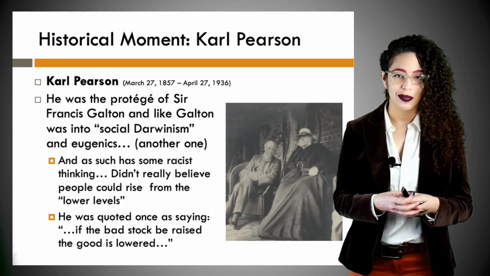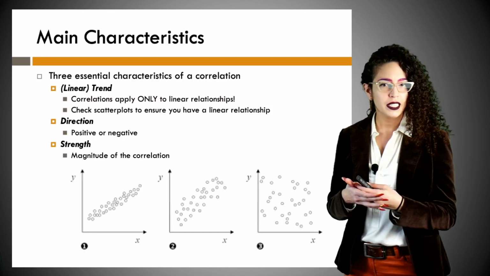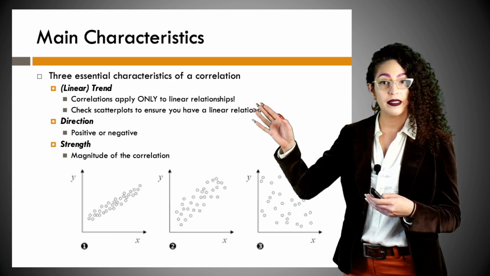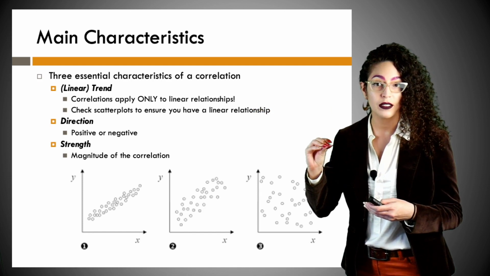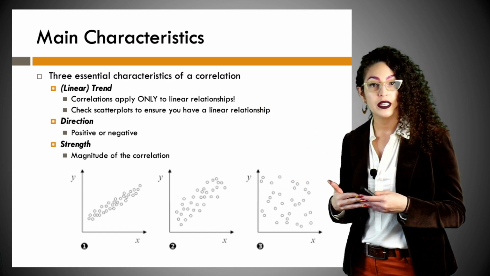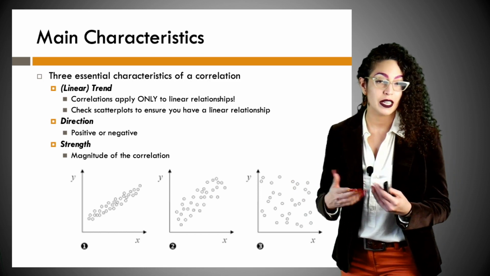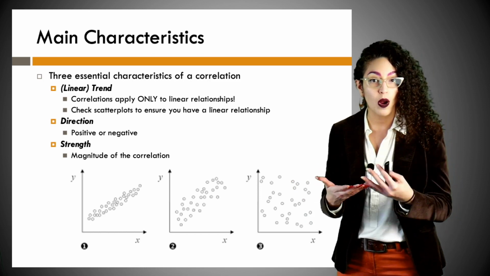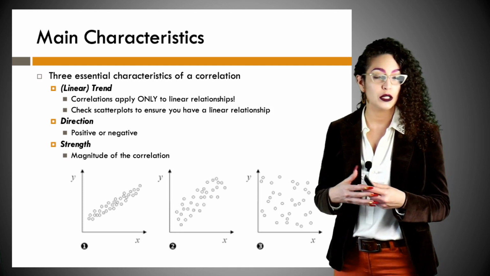Okay, back to our regularly scheduled programming. Let's look at some of the main characteristics of correlation. The first is linear trend. Correlations can only handle linear relationships. Next is the direction, whether it is positively or negatively correlated, which we'll talk more about, and the strength. How strong is that relationship or the magnitude of that correlation?